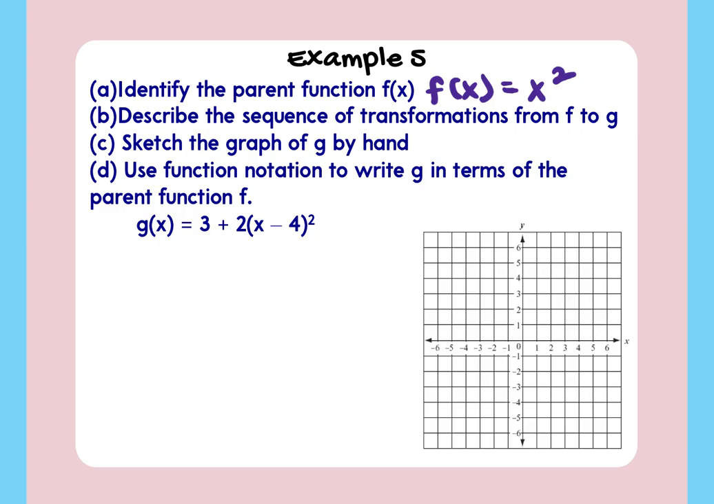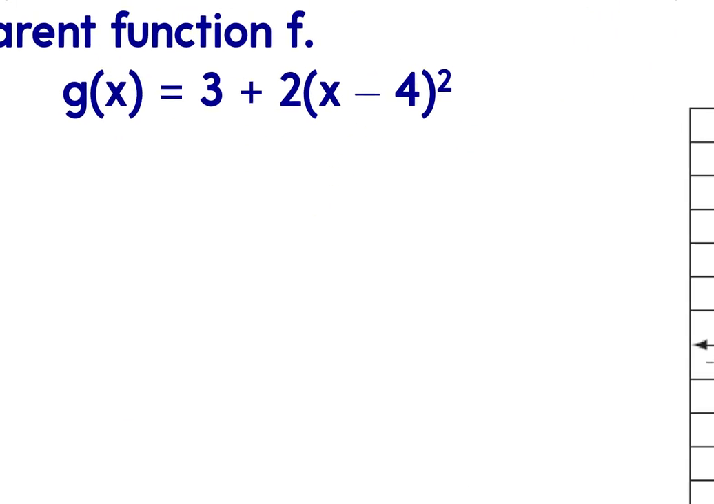What does it look like? It's a parabola, okay? All right, B says describe the sequence of transformations from f to g. So now we're just going to literally point out each part of it. So the 3 on the front, what's that causing?